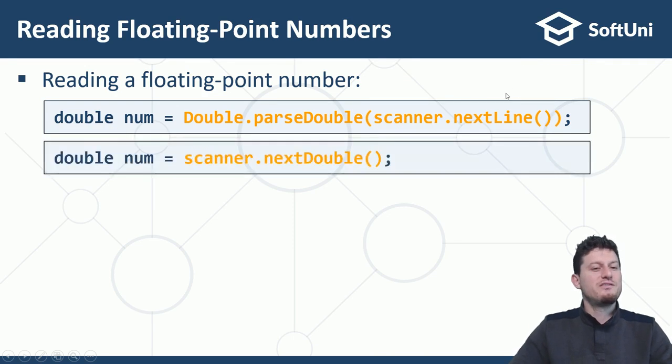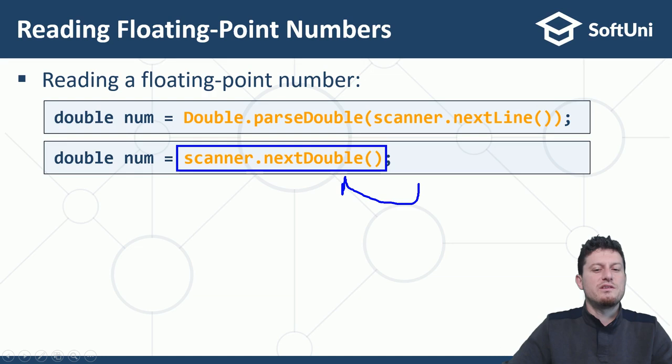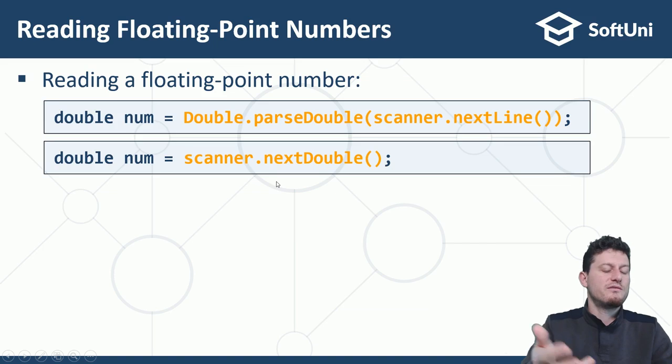Okay, an alternative and easier way to read double numbers is scanner.nextDouble. Scanner.nextDouble just scans for the next token from the input, takes it and parses it, or converts it, to double.